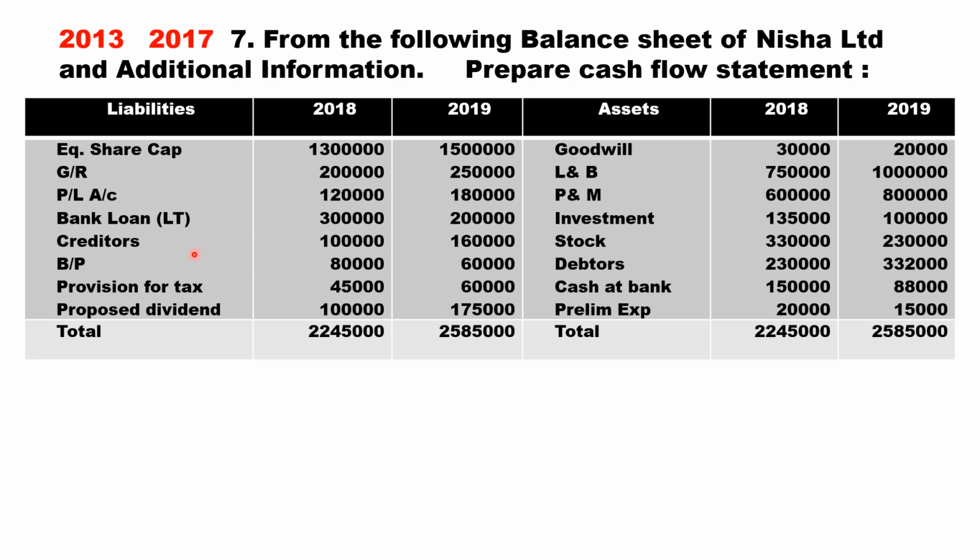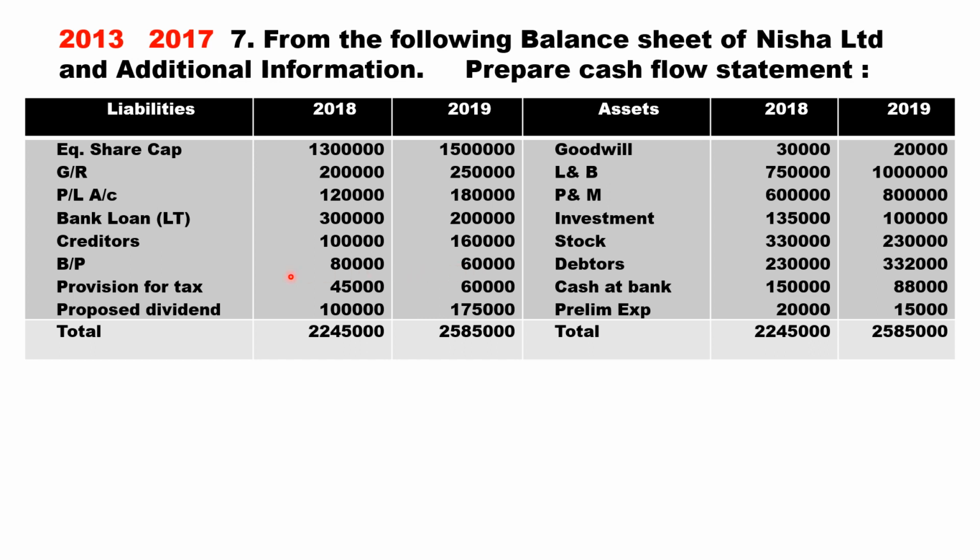Creditor is a current liability, so it will come in operating activity. So there is an increase in creditor of 60,000 add. Bills payable is a current liability, so it's an operating activity. There is a decrease in BP of 20,000, so you should minus.